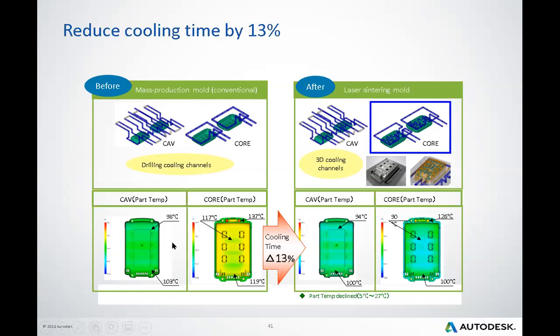So we can compare the left side and the right side. You can see the cavity part temperature of 98 degrees centigrade reducing to 94 degrees centigrade, and 103 to 100. To summarize, the part temperature declined about 5 degrees Celsius, to about 27 degrees Celsius. So that's quite effective for our workflow.